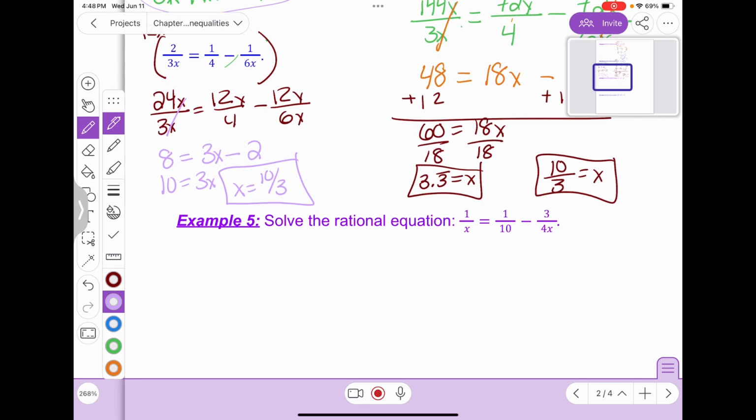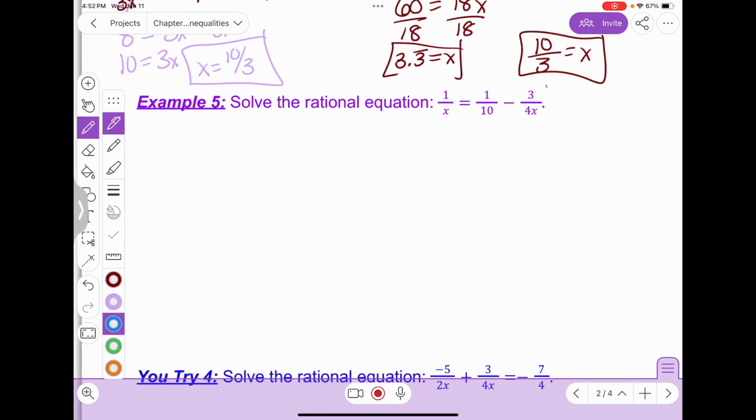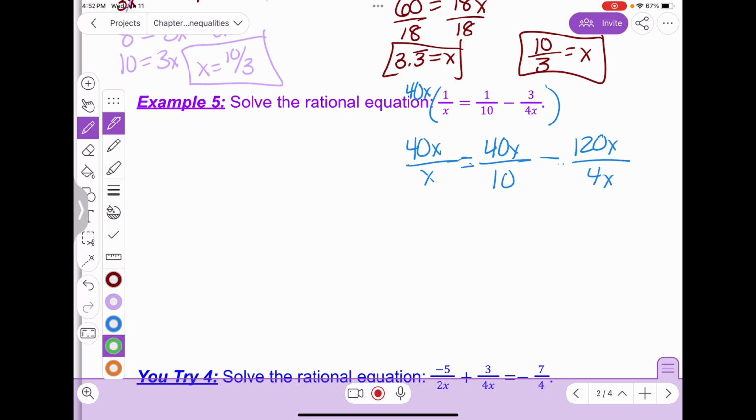All right, let's look at another example. Okay, so if we look at this one, we have a 10 and a 4x. So 10 times 4 is 40. So let's multiply by 40x. 40x times 1 is 40x. 40x times 1 is still 40x. And then 40x times 3 is 120x. Then we simplify. So here the x's cancel. And then here we simplify. We're left with 4x. And here we simplify. And we're left with 30.